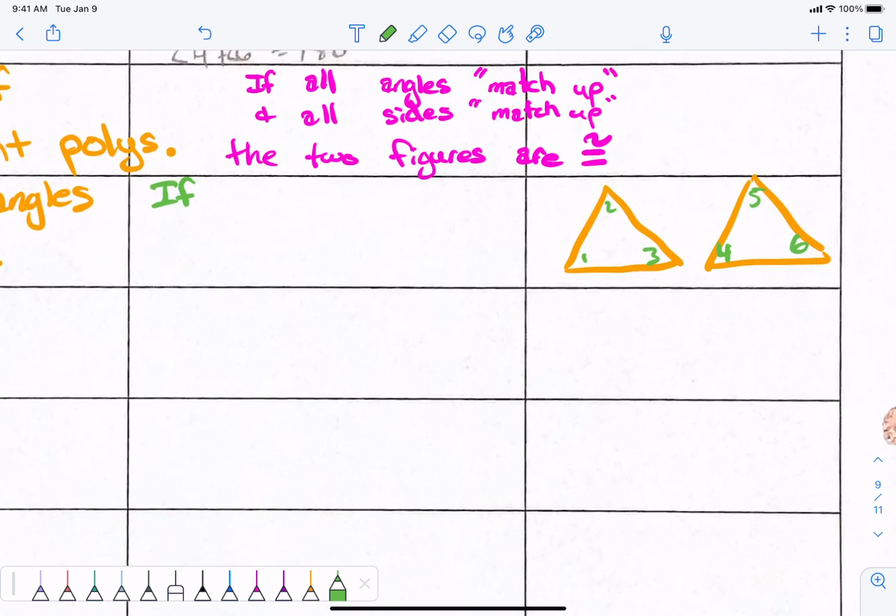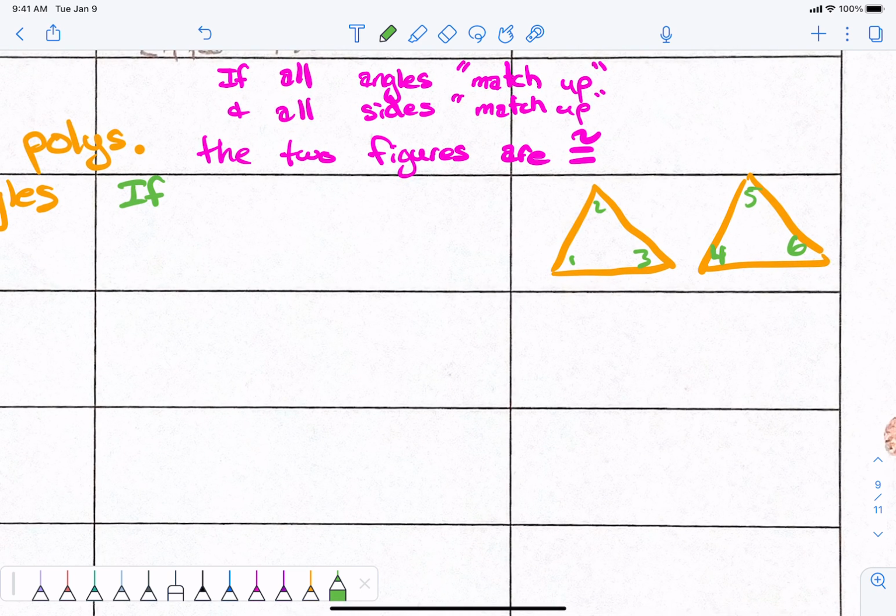Okay, so let's say that we know that angle 1 is congruent to angle 4, meaning that they're the same size, right? Let's say they're both 70 degrees. We're saying they're 70 degrees. And we also know that angle 2 is the same as angle 5. Let's say angle 2 is 50, then that means angle 5 has to be 50.